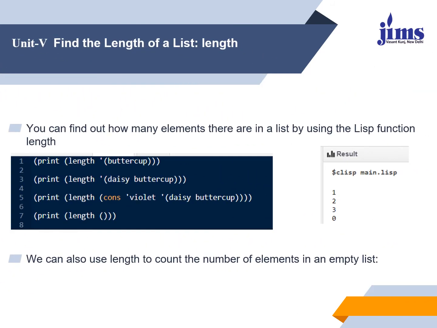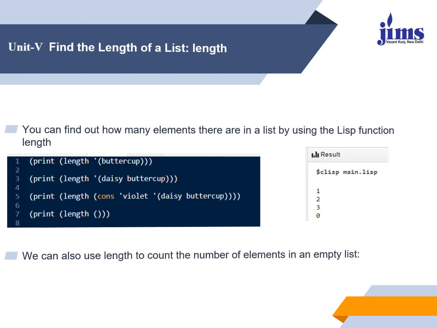We can find out the length also of a list. How do we find out? If we say print length buttercup, it will return me 1. Whereas if we say daisy buttercup, 2, and when I have added violet to daisy buttercup, it will return 3. If I talk about the empty list, it will return 0. So this is also something we can do.